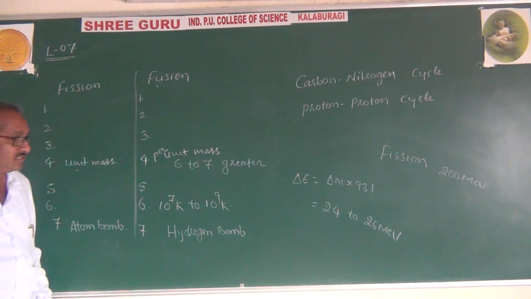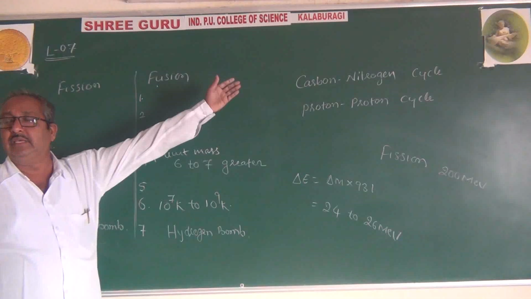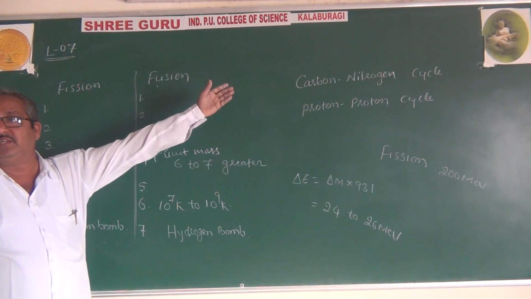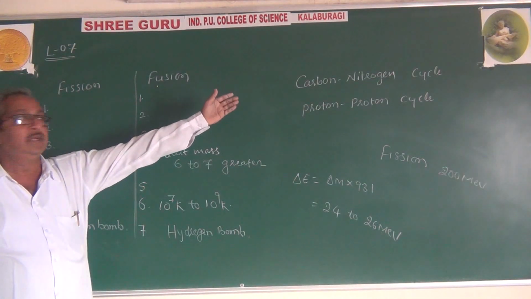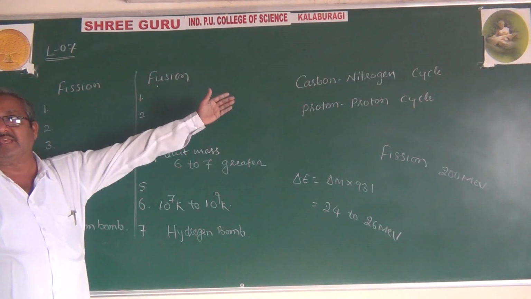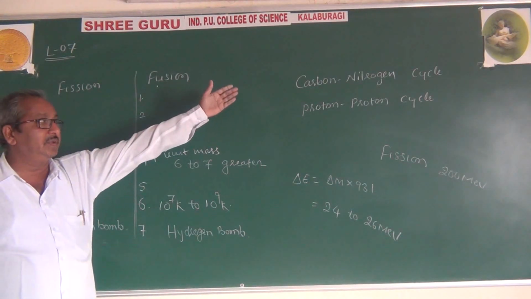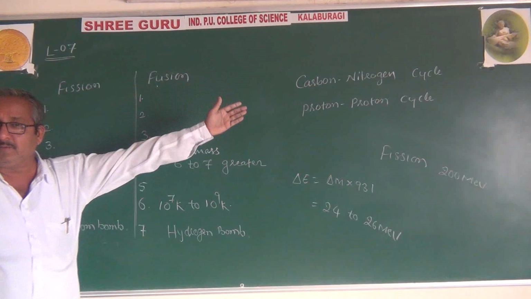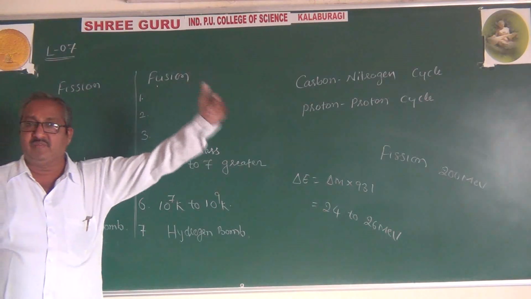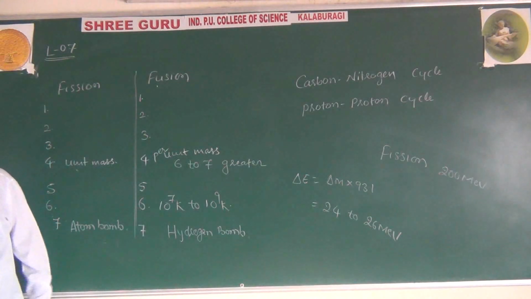Later we will discuss in the next class the nuclear fusion reaction, in which the energy will be obtained. There we have the two types of cycles: one is the carbon-nitrogen cycle, and another is the proton-proton cycle, and that we will discuss in the next class.